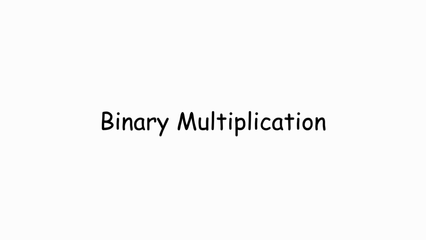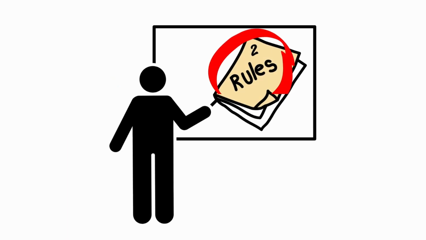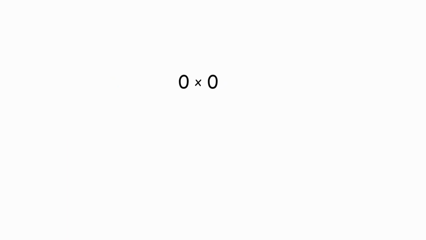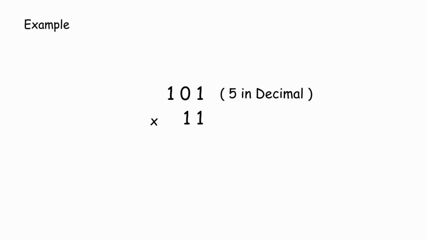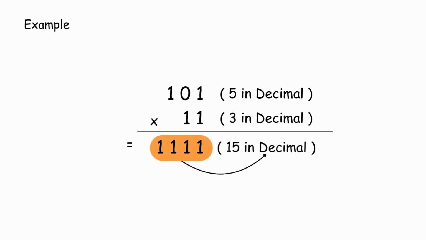Binary multiplication. Binary multiplication is simpler than decimal multiplication, as it follows only two rules. 0 times 0 equals 0, 0 times 1 equals 0, 1 times 0 equals 0, 1 times 1 equals 1. Example: 101 (5 in decimal) times 11 (3 in decimal) equals 1111 (15 in decimal).